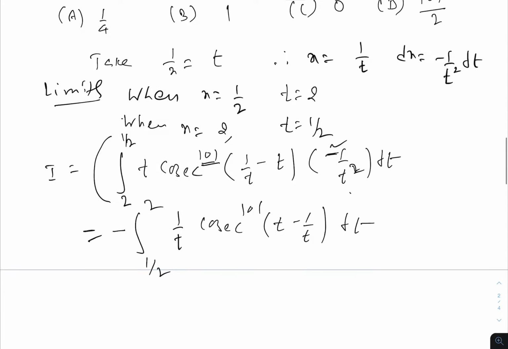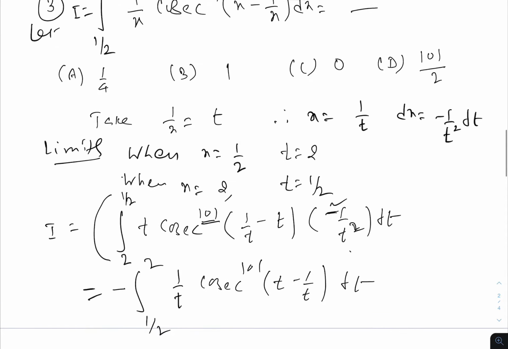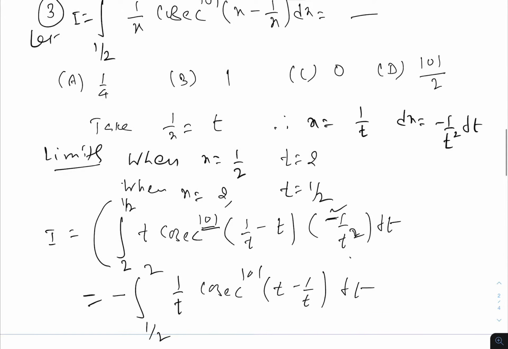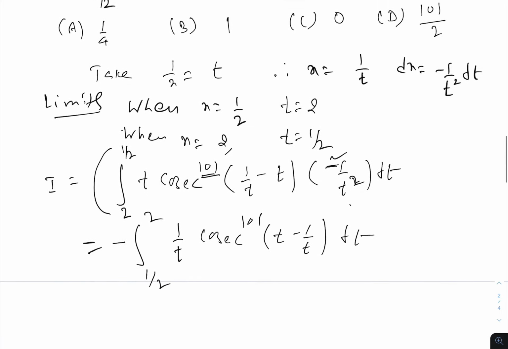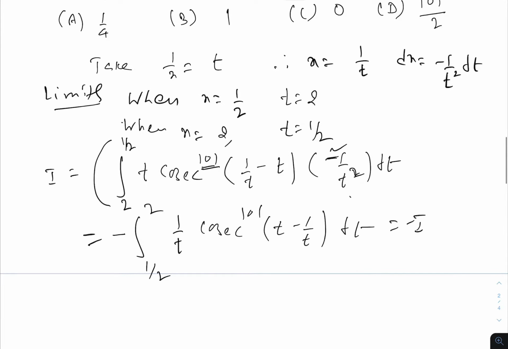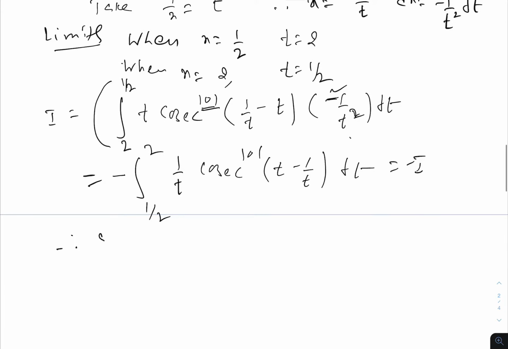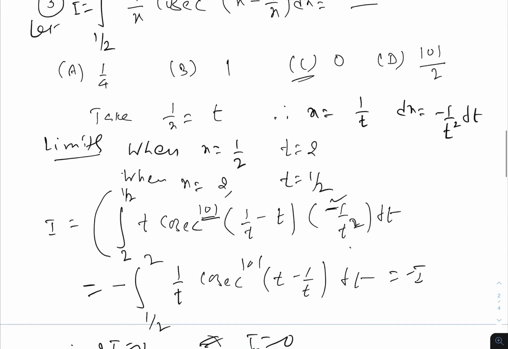Now see, this I is integral from 1/2 to 2, 1 by x cosec power 101 (x minus 1 upon x). So it is also the same. So this is nothing but minus I. Therefore 2I equals 0, and therefore I equals 0. So the answer is 0.